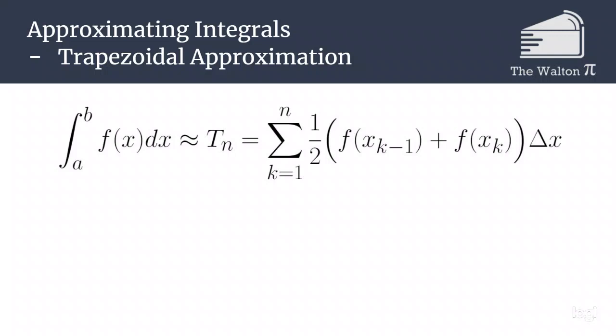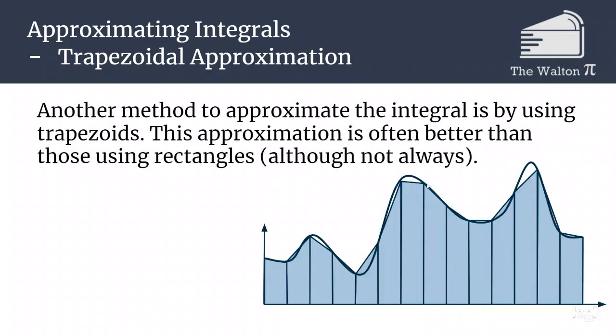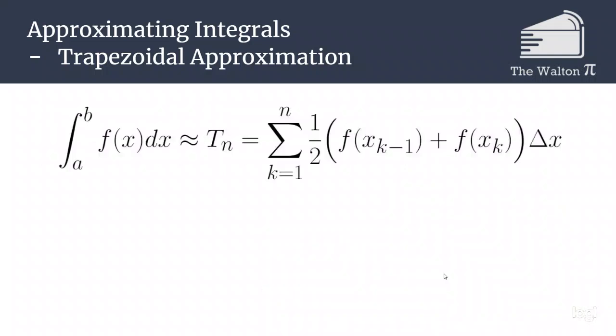Now we might be asking ourselves, where is this equation even coming from? Well, f of x sub k minus 1 would be this height in this trapezoid, and f of x sub k would be this height. So if this is a trapezoid, these are our two bases. If we remember the definition of a trapezoid's area, it is 1/2 base 1 plus base 2 times the height, and in this case, the height is delta x.